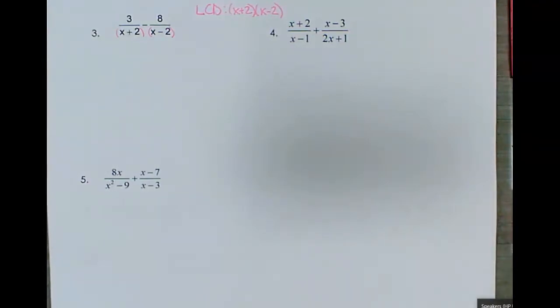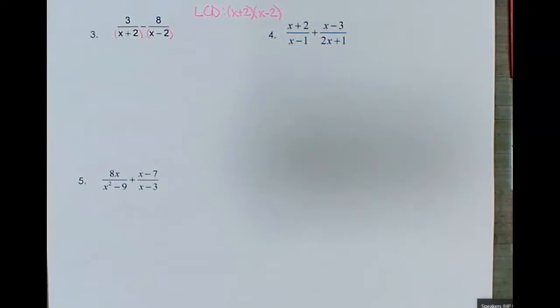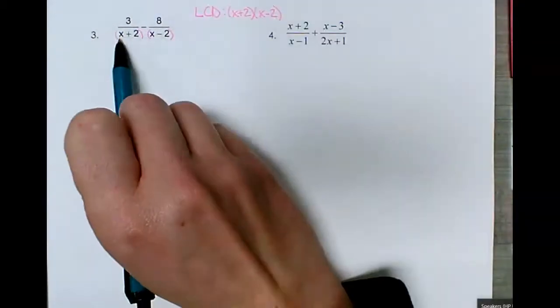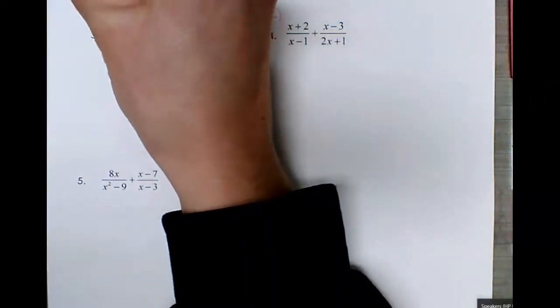So I guess in keeping with the colors I've been using, I should have done these in blue. But you get the idea that these are not the same. So the common denominators need to have one of each. This one has x plus 2 but no x minus 2. So I'm going to multiply by x minus 2.